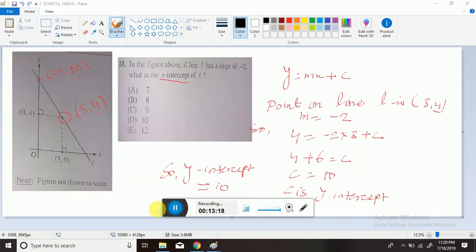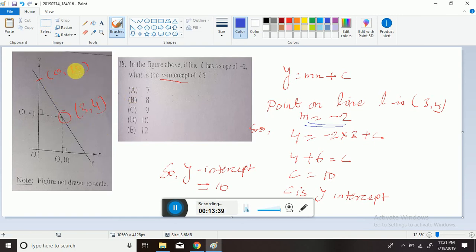Okay, now in this problem, in the figure above, the line L has a slope of minus 2. The slope is given to us, that it has slope minus 2. Minus 2 means m equals minus 2. The slope is given as minus 2. What is the y-intercept of L? We have to find the y-intercept.